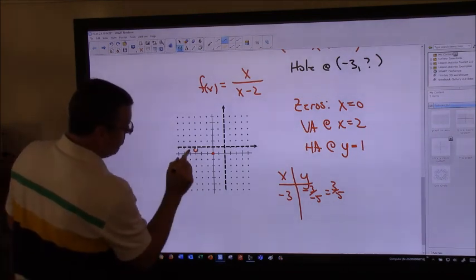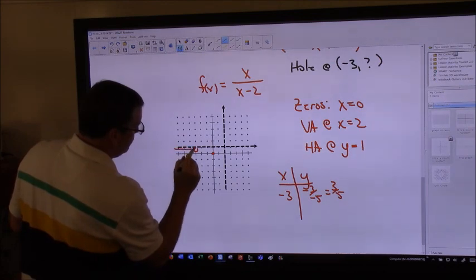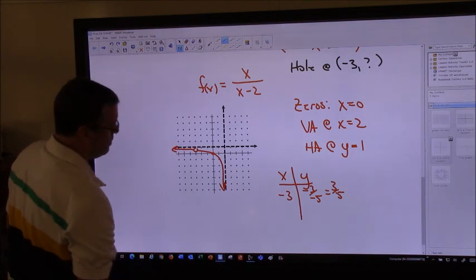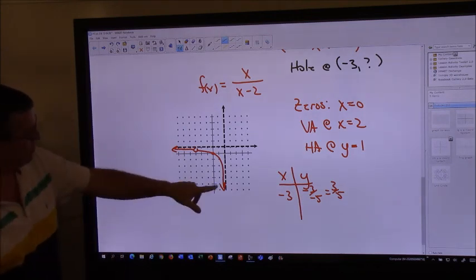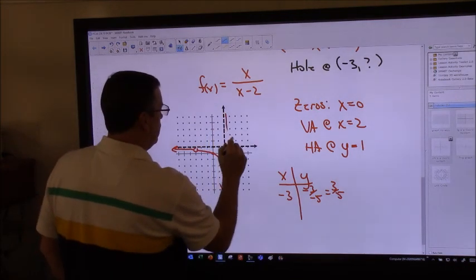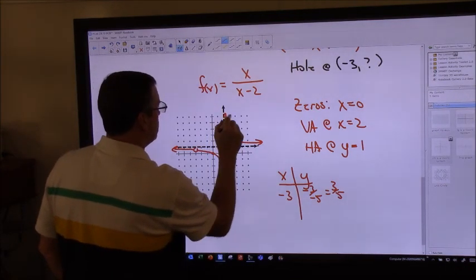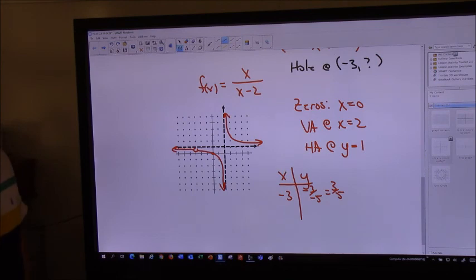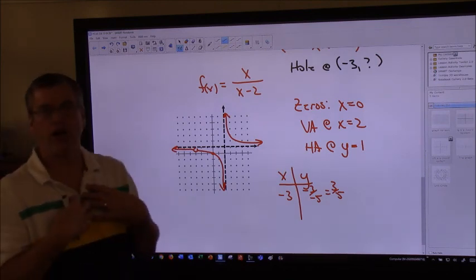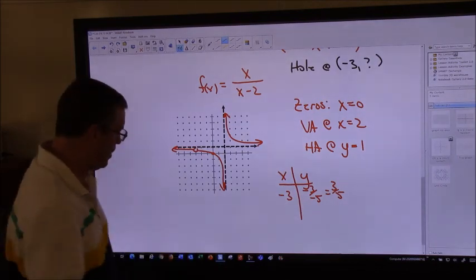And so when I draw the graph, I'm going to go like this, and then like that. Try not to touch the asymptote. I don't care if the arrows do, but the curve shouldn't. And then I want to have another curve up here. There it is.